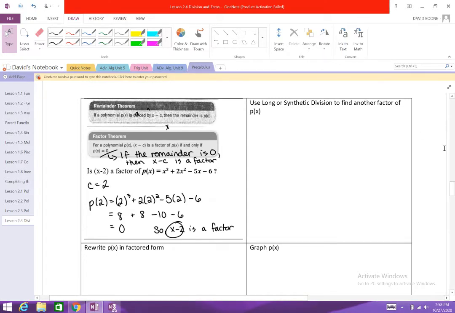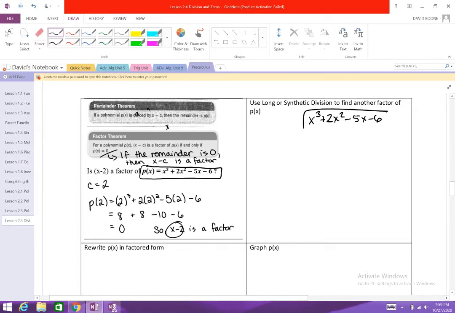So we're going to look at the remainder theorem and the factor theorem. Okay, so we'll see how we're going to use these and play these out here. The remainder theorem says that if a polynomial, some p of x, is divided by x minus c, so that's what we're going to look at here. We're going to look at this polynomial, x to the third plus 2x squared minus 5x minus 6, divided by x minus c.